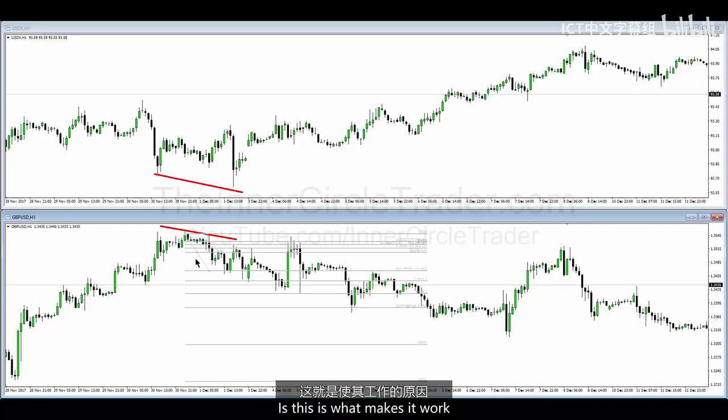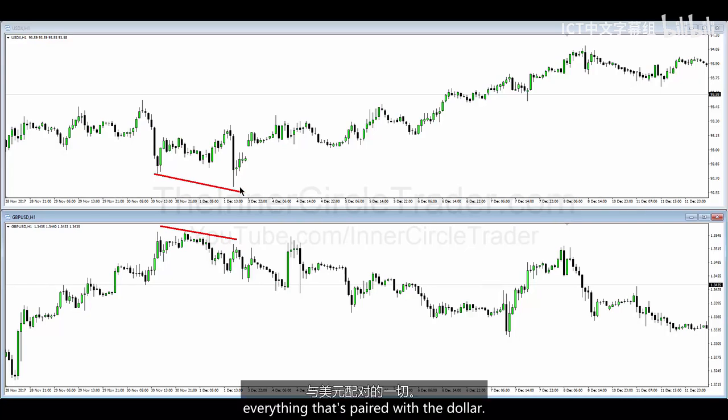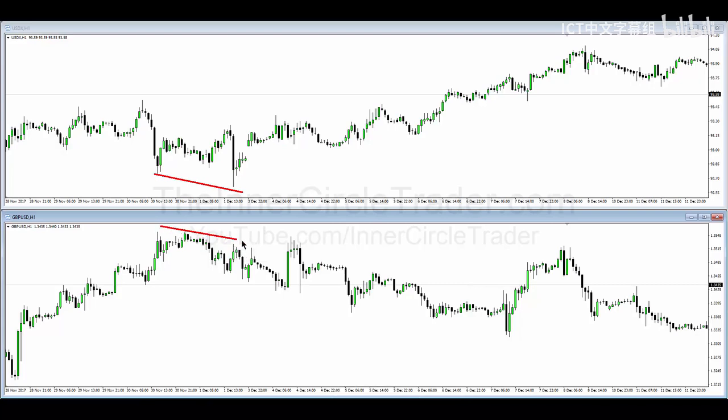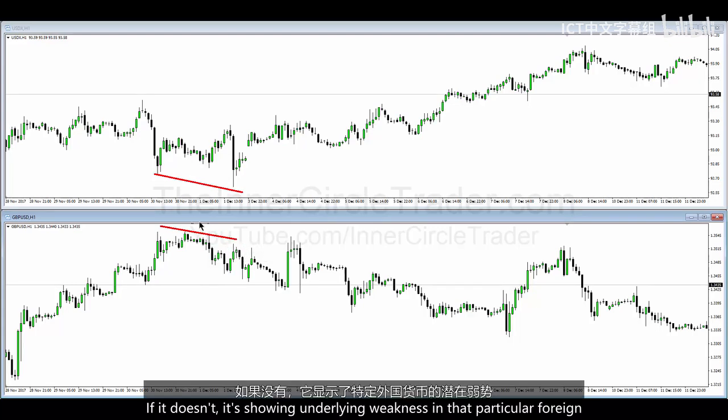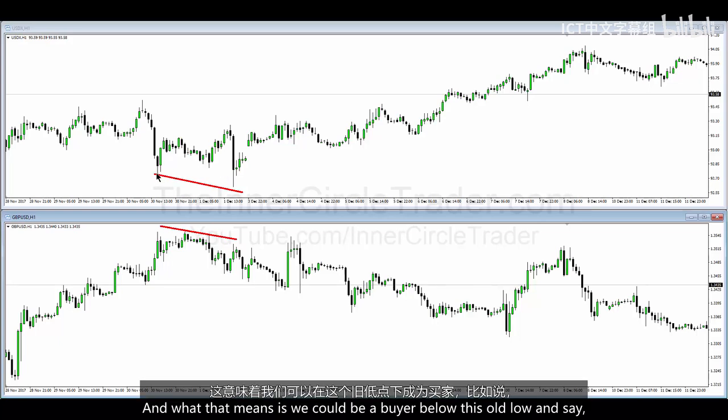The premise behind it, this is what makes it work, is this movement lower in the dollar upsets the majors, everything that's paired with the dollar. What we do is we look for foreign currencies to fail to show that same respective pattern, but in a mirror image. So if the dollar makes that lower low, we go through all the major currencies and see which one fails to make that higher high as you would expect it to do. If it doesn't, it's showing underlying weakness in that particular foreign currency, which is still bullish for the dollar. And what that means is we could be a buyer below this old low.